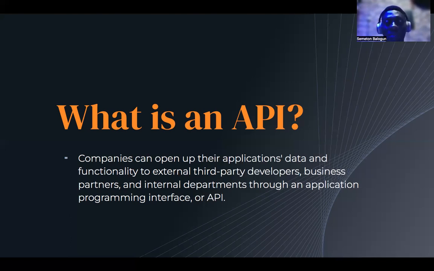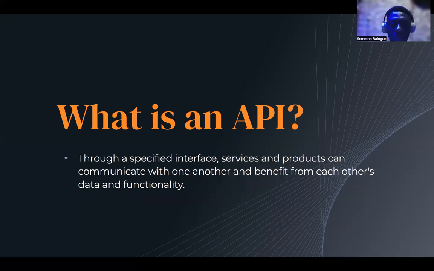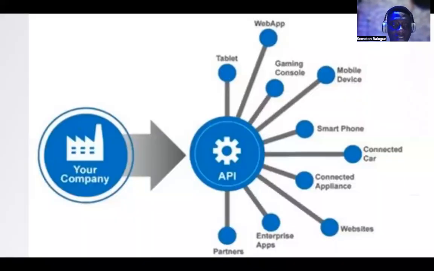And this is even between different structured companies and third parties. This can also be the case within an organization. So let's say in your own organization, Beacon, for instance, we can have an API that different teams communicate with. Let's say the front end team, maybe even different parts of the front end team, can communicate using the same API, the same endpoint essentially. So now through a specified interface, services and products can communicate with one another and benefit from each other's functionality.